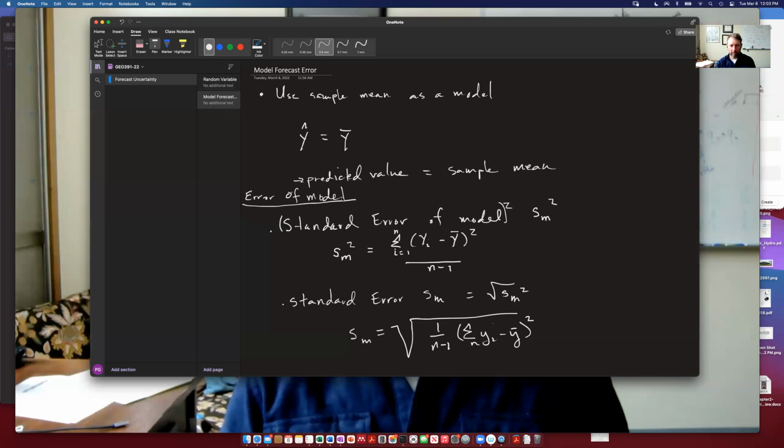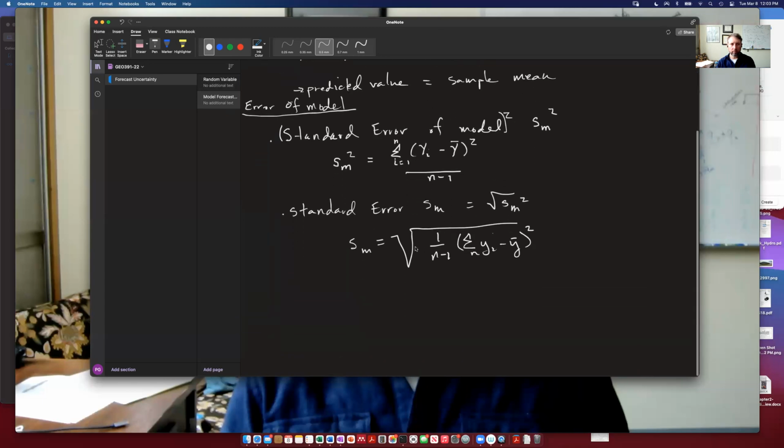All right, how bad is my model? If my values are always very close to my average value, then I don't have much error in my model. So that's the error of the model.